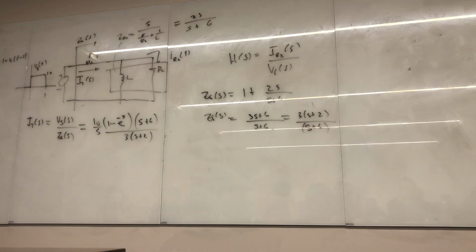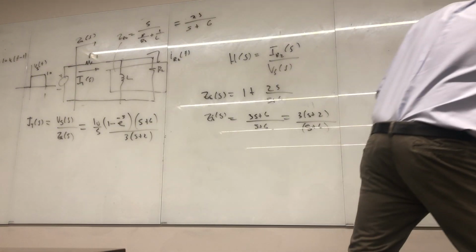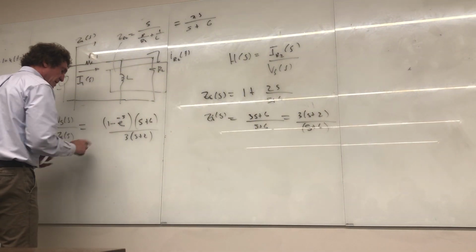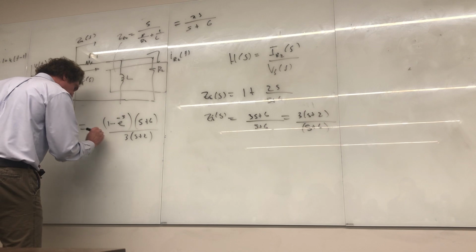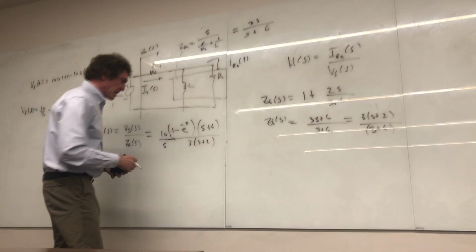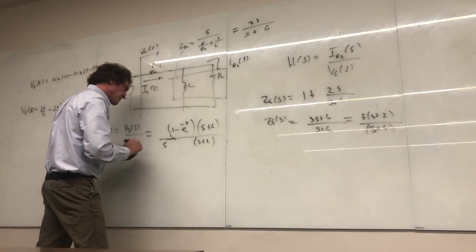Everybody agree with that? Now remember, that's in the S domain. I should make that a little clearer. So now I have this right here. That's 10 over S here. And if you want to, you can make it 10/3. It's probably better to do that.